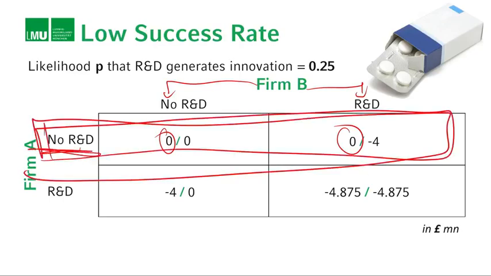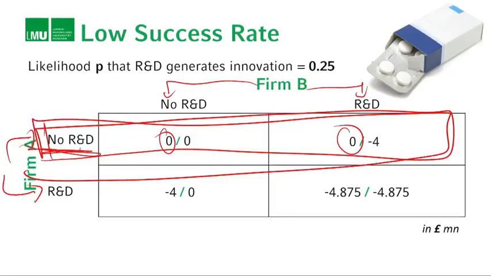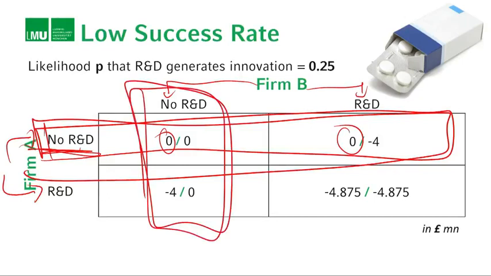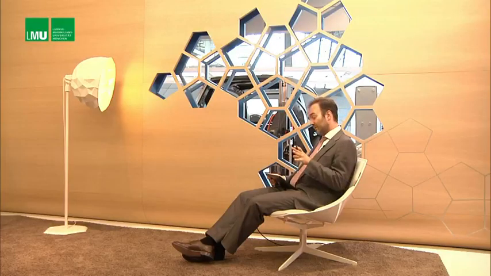Now, if firm A, again, could do R&D or not do R&D, then firm B will have a dominant strategy as well of not doing R&D. So in other words, we have a dominant strategy equilibrium where both firms don't do R&D. Now let's take this forward and let's crank up the success rate by a little bit. So now the likelihood that you're going to be successful is 50%.